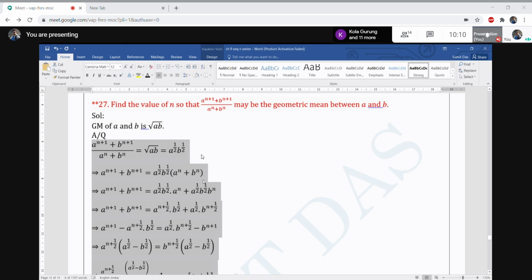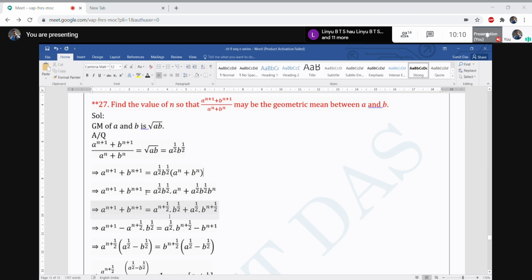Fine. So then left hand side no change. Right hand side a to the power 1 by 2 into b to the power 1 by 2 into a to the power n. We're just opening the bracket. And here it will be b to the power n. We just open the bracket. Outside this is multiplied here.